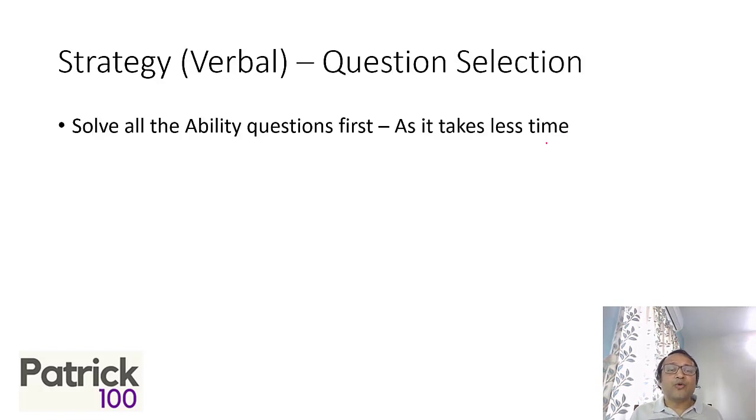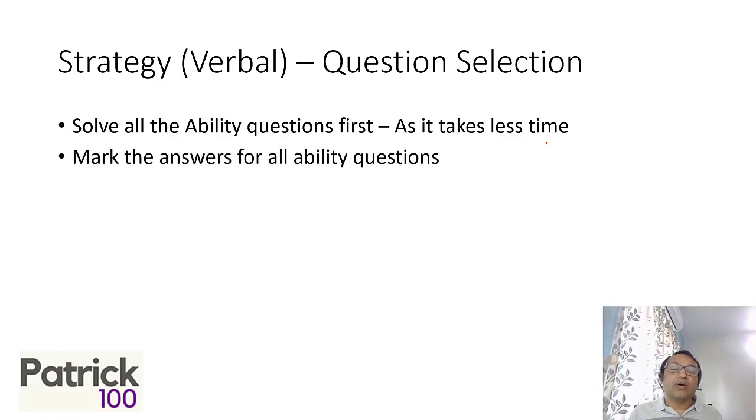Coming to verbal, I would normally recommend solving the ability questions first because they take less time compared to RC and jumbled paragraphs. Fill in the blanks, synonyms, antonyms, grammar, and so on take less time. Don't spend too much time thinking. Read, mark what you feel is the answer, and move ahead. Try to solve the ability questions fast. Try to mark all the ability questions.